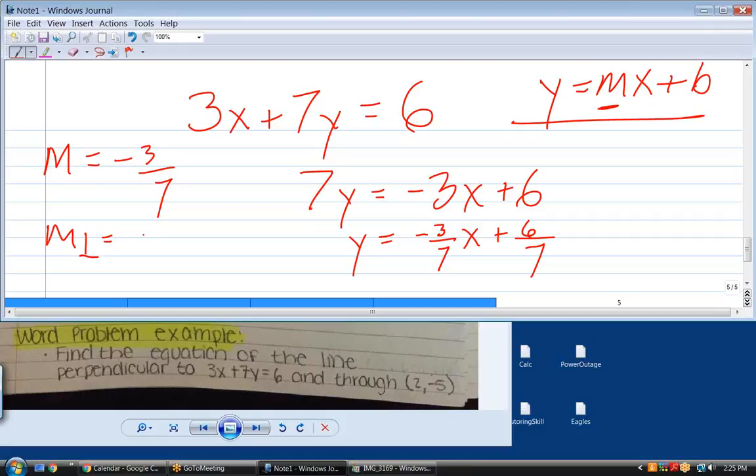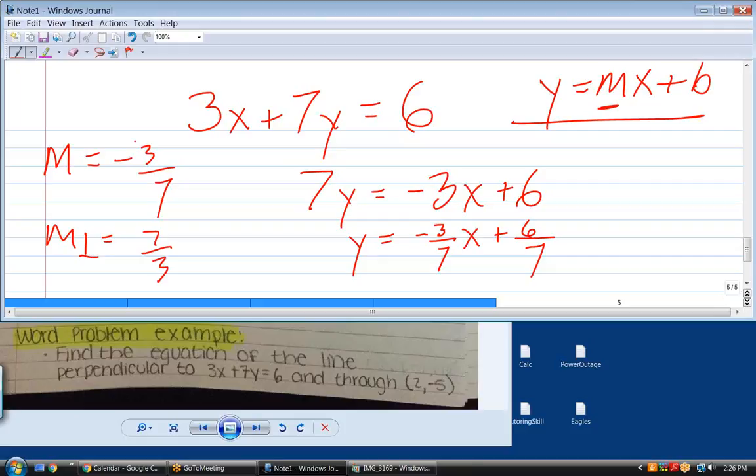Wouldn't it be m equals -7/3? Well, that's the reciprocal. What's the opposite? In other words, it really is the negative reciprocal. So it's got to be +7/3.